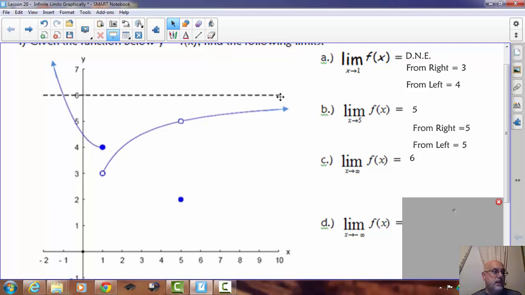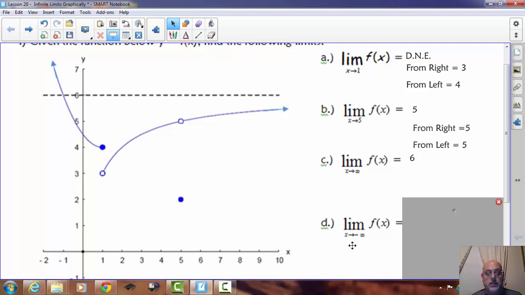It may never get to 6. It looks like it's an asymptotic curve, so it'll never touch that line of y equals 6, but that's where it's heading. It wants to attain that value of 6. That's why we can say that the limit as you approach infinity would be 6.